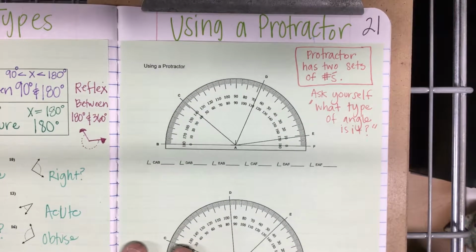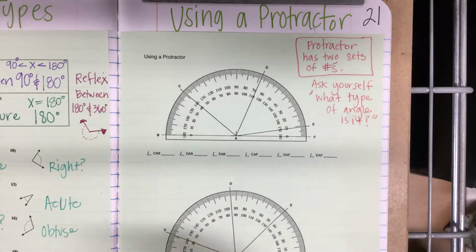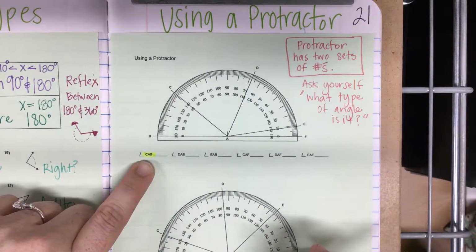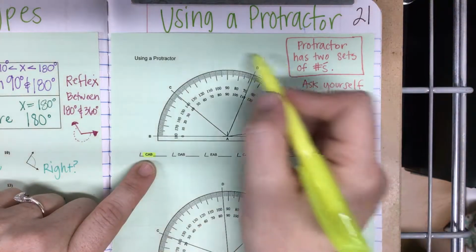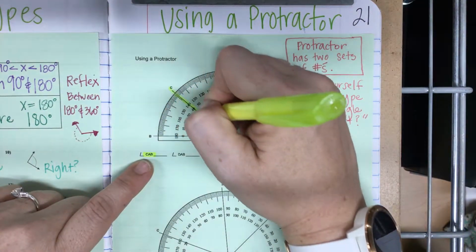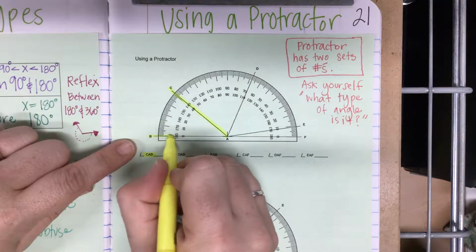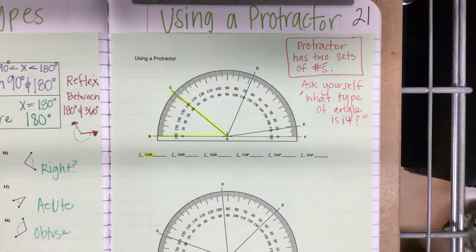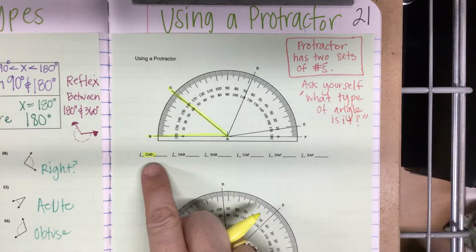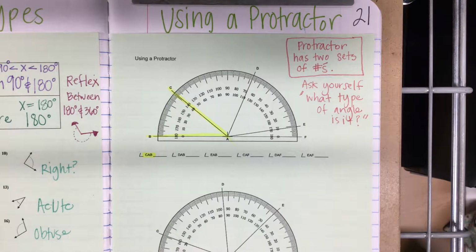I'm going to zoom way in so that you can see this stuff. My first angle that I'm going to measure right down here is called angle CAB. Because there are a whole bunch of angles on one problem, my angle is C to A to B. So here's my angle, CAB. That's the one that I'm measuring in this problem.